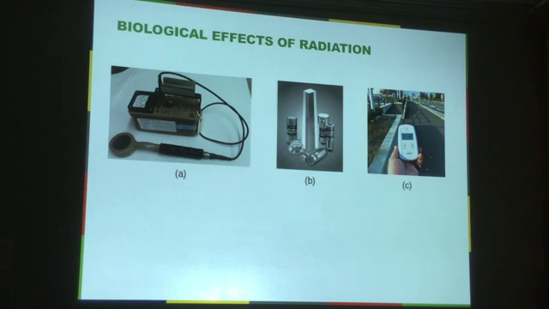Now these are three pictures of three different kinds of radiation detectors. Well, when radiation is detected, how is it measured? Well, one way to measure it is a unit called a becquerel. A becquerel is 1 disintegration per second. Now if you think about that, 1 disintegration per second is not a lot.